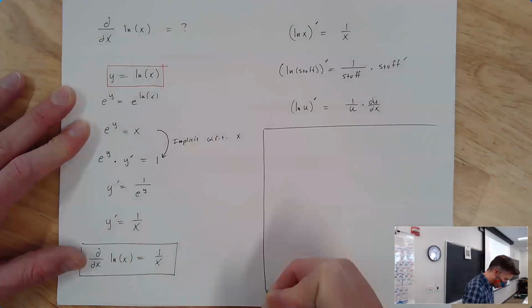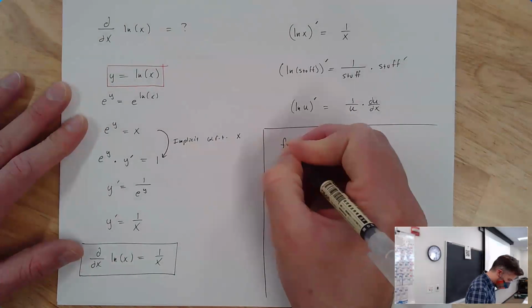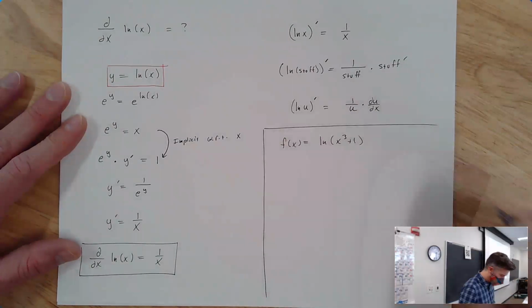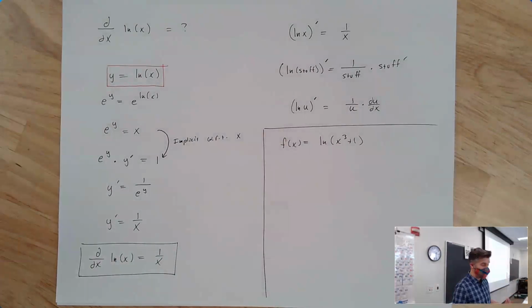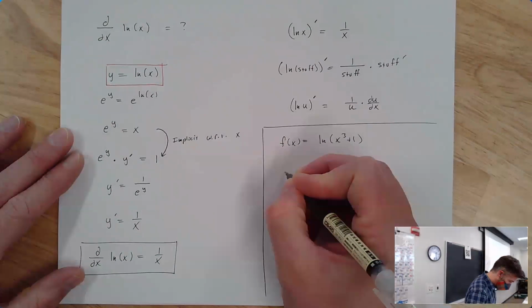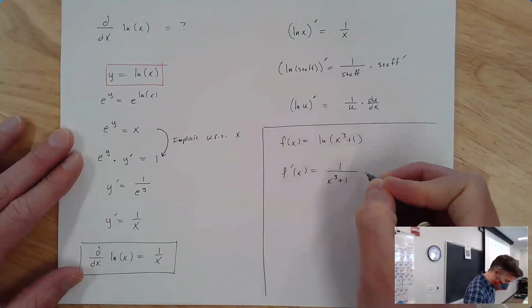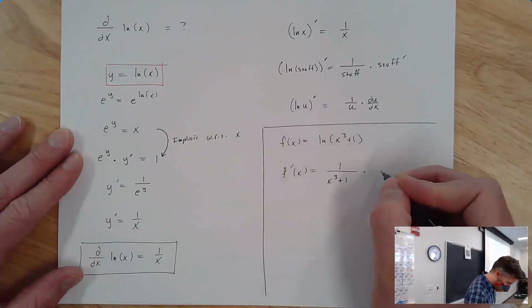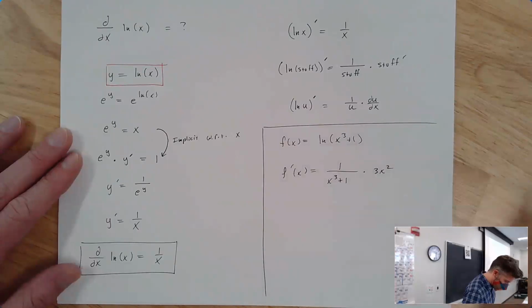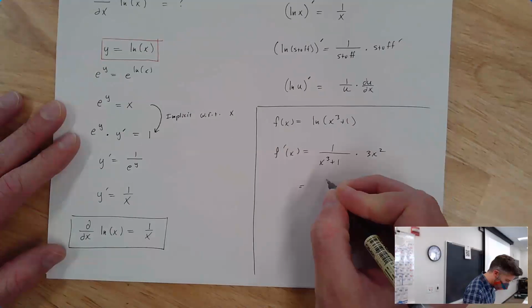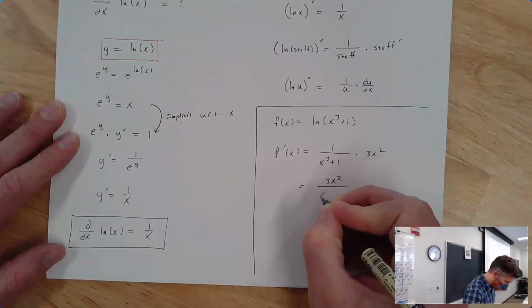So let's say we had f of x equal to the natural log of x cubed plus 1. We can take the derivative really straightforwardly. It's just applying a rule. Our derivative is going to be 1 over x cubed plus 1 times 3x squared. And most people do tend to simplify this. It's literally just rewriting it as 3x squared over x cubed plus 1.